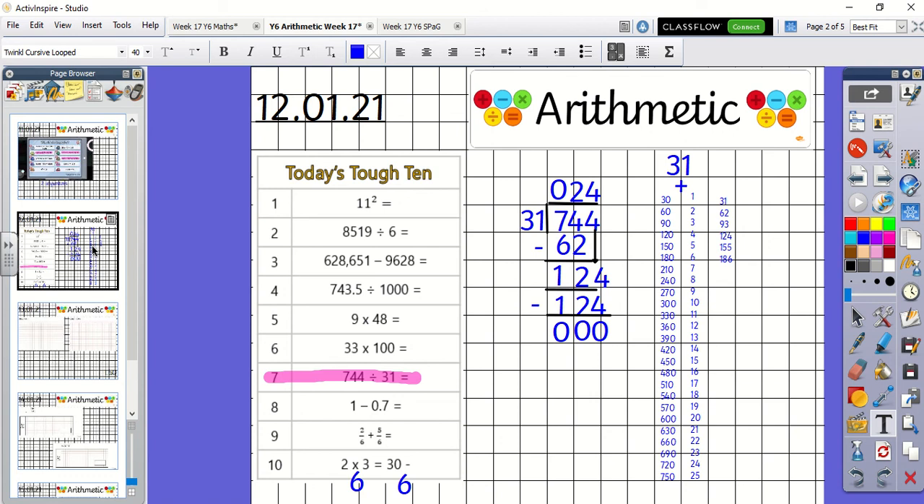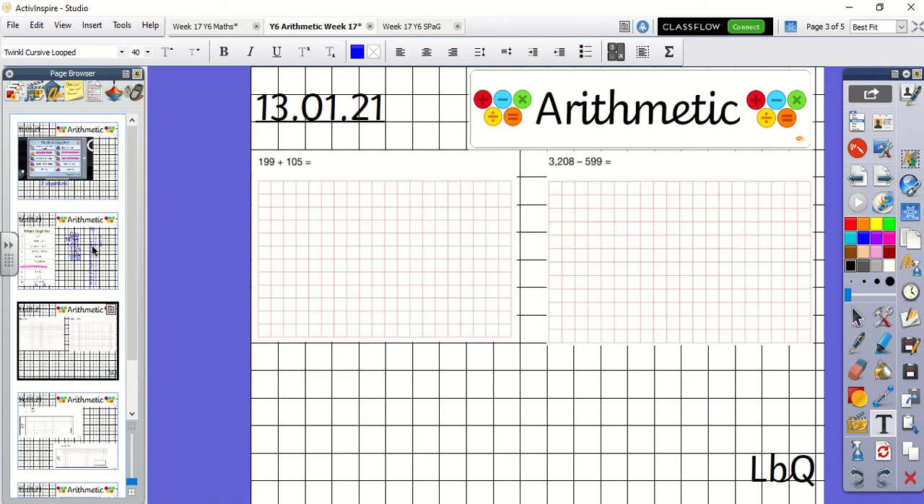Okay then, so it is Wednesday the 13th of January, and today you are going to be practicing some arithmetic style questions on LBQ. So there will be an LBQ code here for you, and it will also be on the website. Now, the questions on LBQ are from arithmetic style papers, so you will recognise the layout of those.